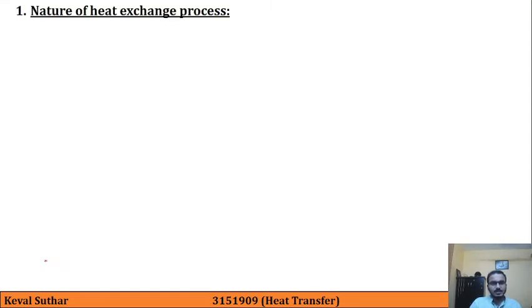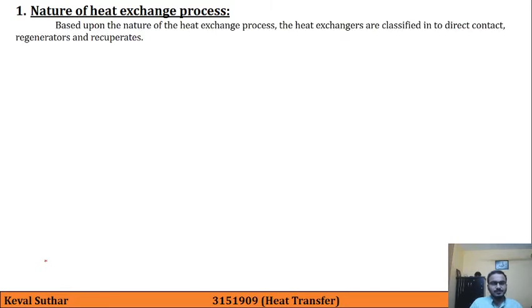First is nature of heat exchange process. Based upon the nature of heat exchange process, the heat exchangers are classified into three different categories. First is direct contact, second is regenerators, and third is recuperators. We will see them one by one.